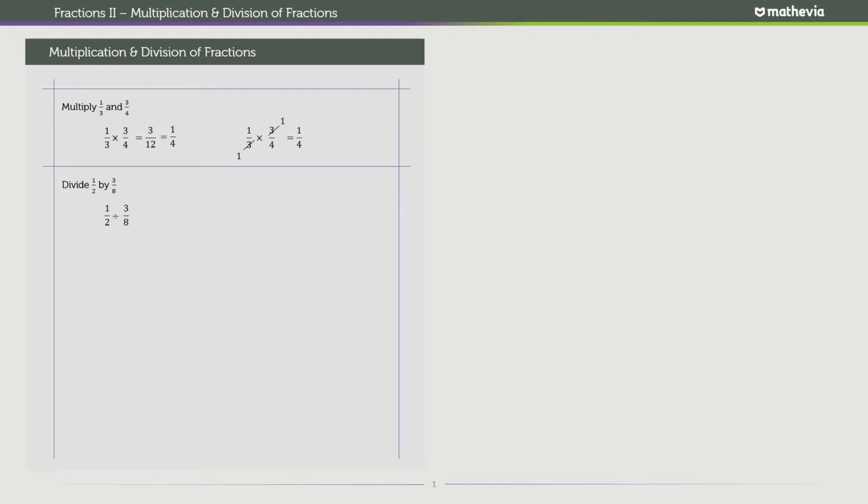And here's what you do when you're dividing 1/2 divided by 3/8. Anytime you divide fractions, you change the division to multiplication. The only difference is that once you change that division to multiplication, you flip the fraction on the right, always the fraction on the right. Nothing happens to the fraction on the left. So 1 over 2 stays as it is, but 3 over 8 has become 8 over 3, so we flip the fraction on the right.